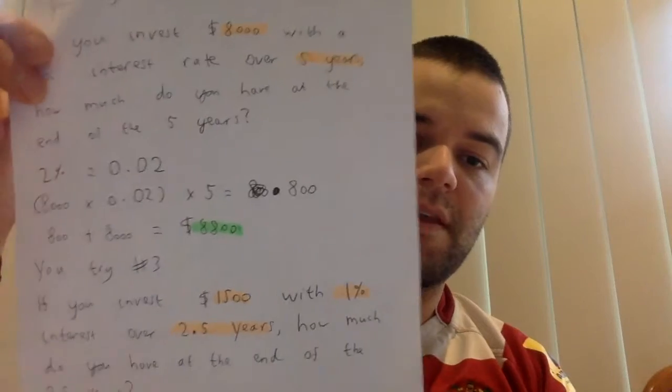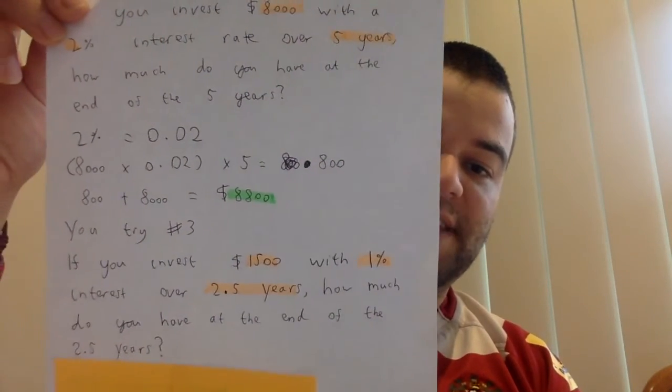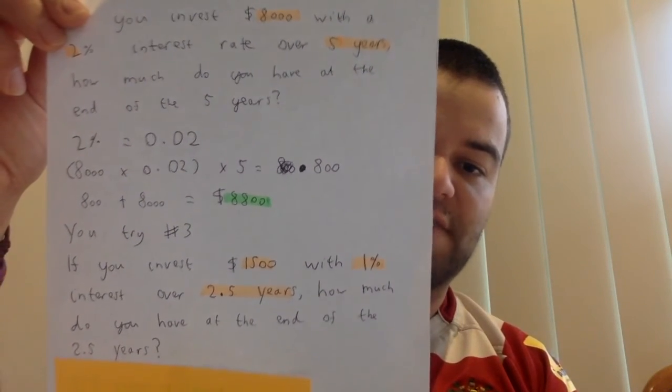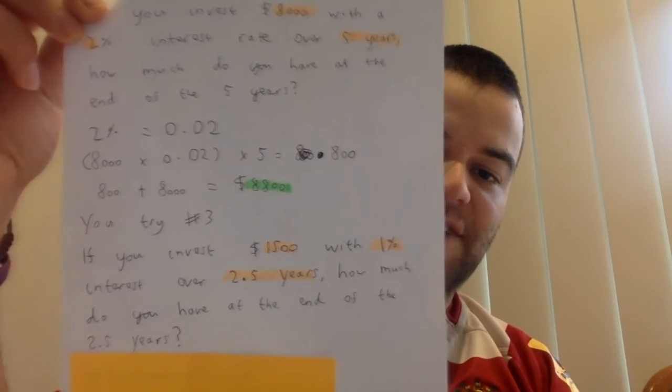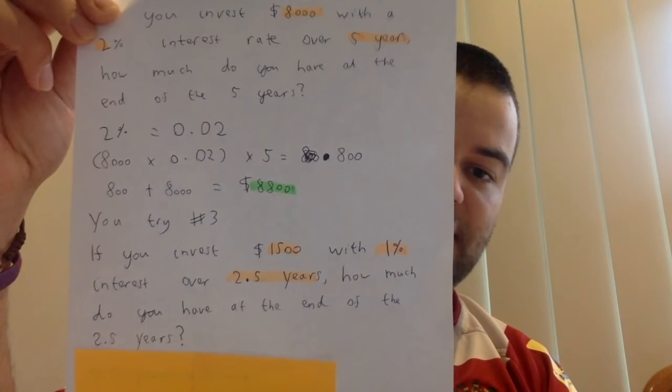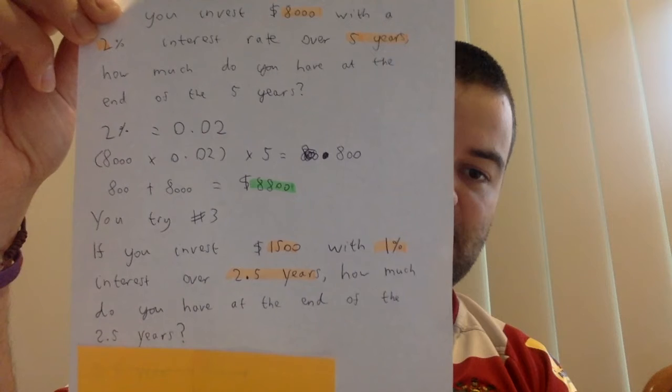Okay, and finally, if you invest $1,500 with 1% interest over 2.5 years, how much do you have at the end of the 2.5 years? So again, you may want to pause this quickly.